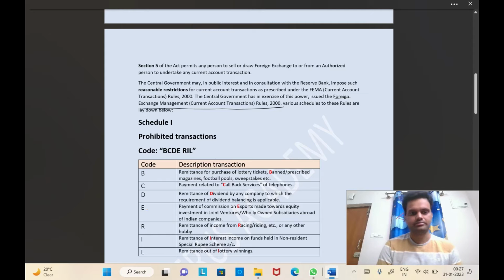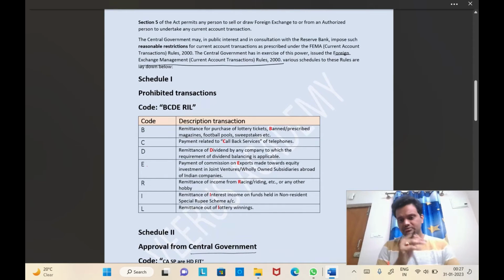Please download it. So there are three schedules, as you know: Schedule 1, Schedule 2, and Schedule 3 under the current account transactions. Schedule 1, prohibited transactions. Schedule 2, transactions where approval of the central government is required. Schedule 3, transactions where RBI approval is required.